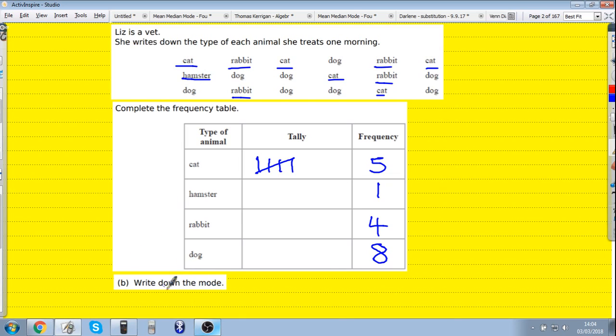Do you know what mode is? Oh, is the mode the one that you see the most? Yeah. So dog. Correct. So the mode isn't the frequency. The mode is the thing with the highest frequency. Right.